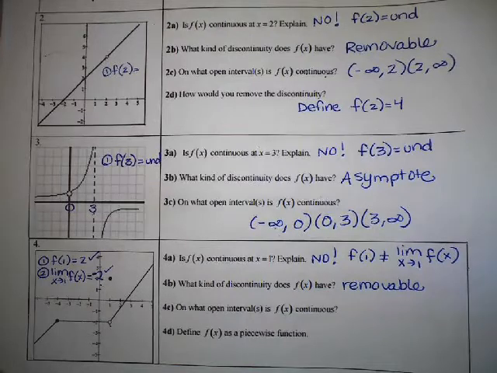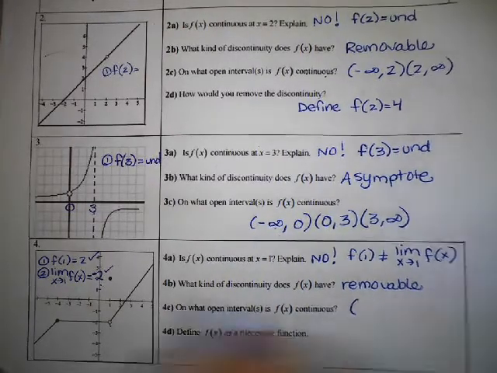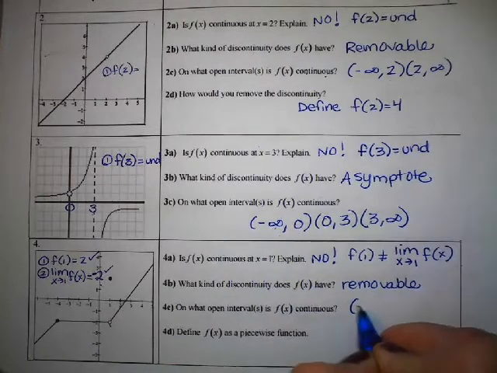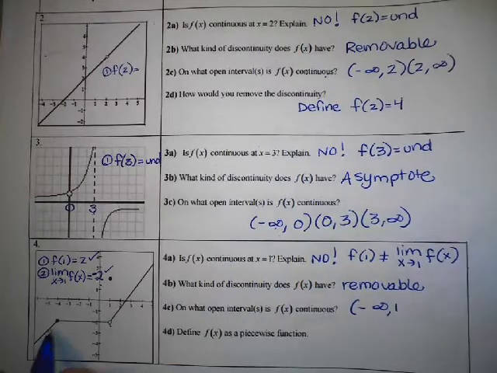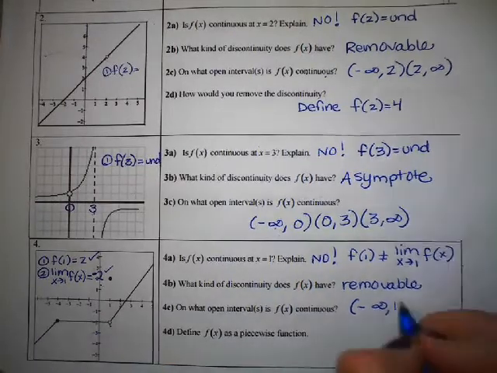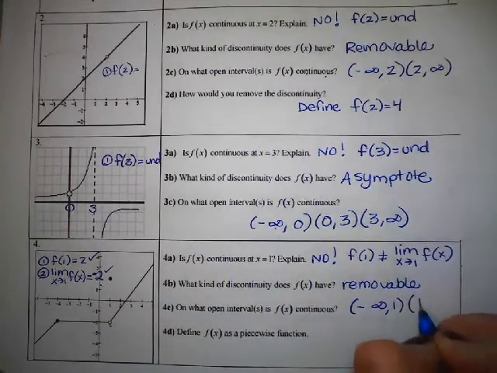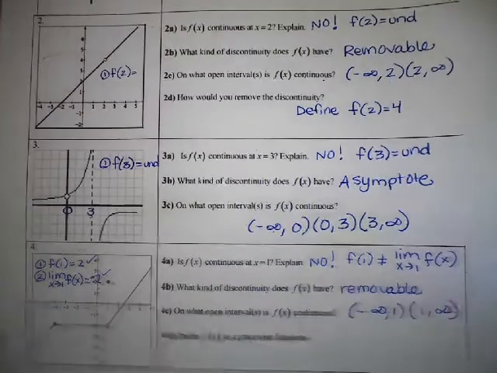On what open intervals is f of x continuous? Okay, well, let's start on the left. We are continuous from negative infinity to 1. So even though there's a dot here, this is all continuous. And then we're continuous from 1 up to infinity.